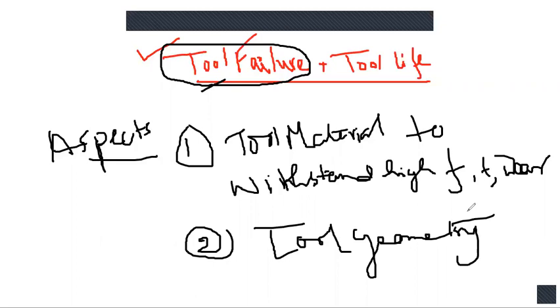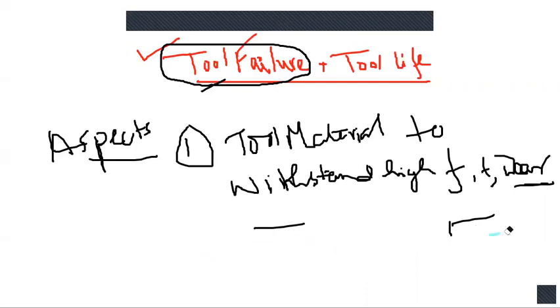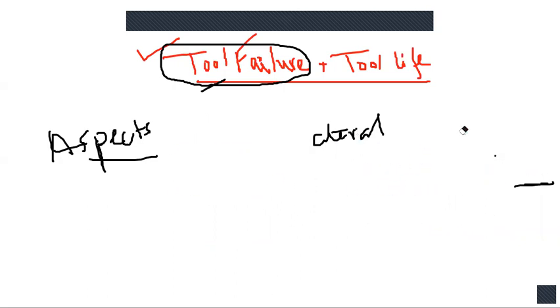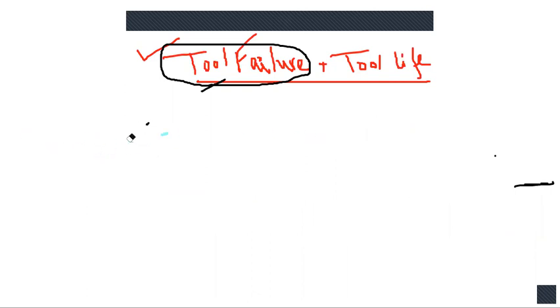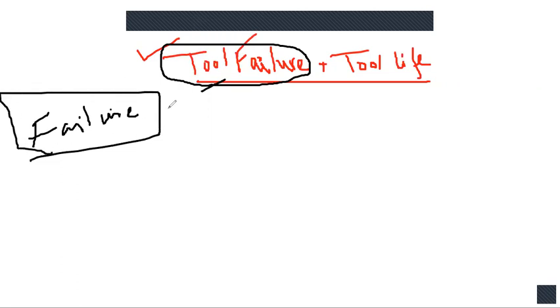Okay, now wear. Wear is a very important term. Okay, there are several types of wear occur in the tool during cutting operation. Okay, first of all, we discuss the failure. There are several types of failure.